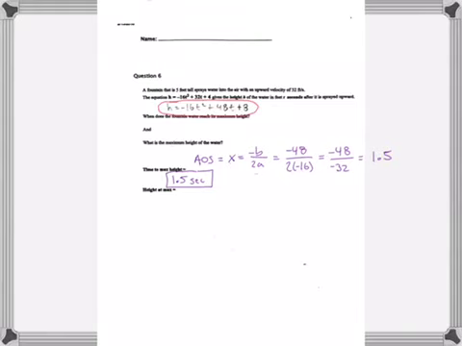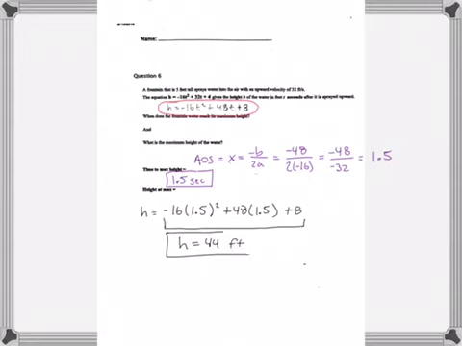To find the height at the max, all we need to do is plug in the 1.5 for x, or for t in this case. So we've got negative 16 times 1.5 squared plus 48 times 1.5 plus 8. If we plug this piece into our calculator exactly like that with the parentheses and everything, we should get that the height is 44 feet. So after 1.5 seconds, the fountain has a maximum height of 44 feet.